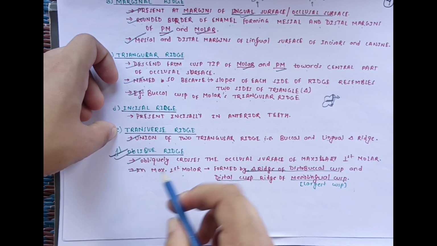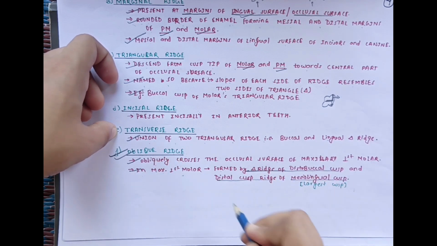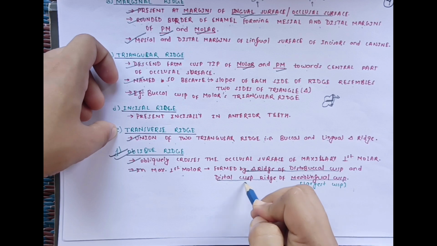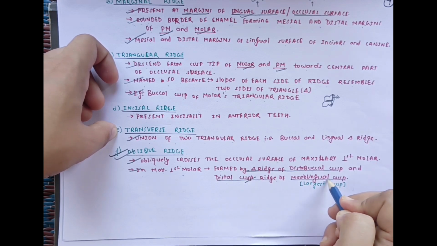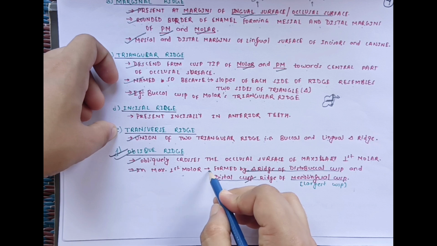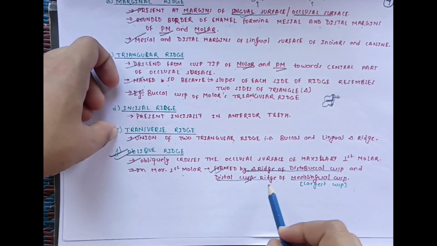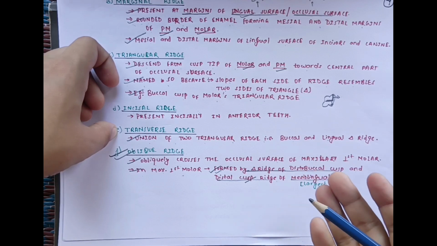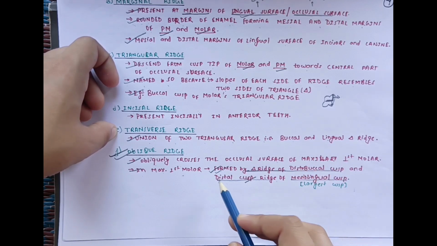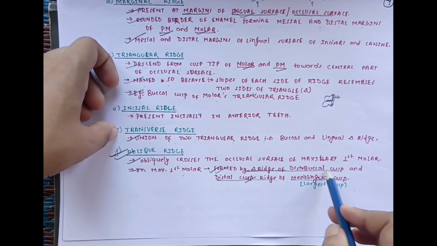So this oblique ridge is formed by the triangular ridge of the distobuccal cusp and the distal cusp ridge of the mesiolingual cusp. I will show you a picture. This is a very important statement. I think they can ask you in viva how the oblique ridge is formed in the maxillary first molar, and at that time you can say that it is formed by the triangular ridge of the distobuccal cusp and the distal cusp ridge of the mesiolingual cusp.